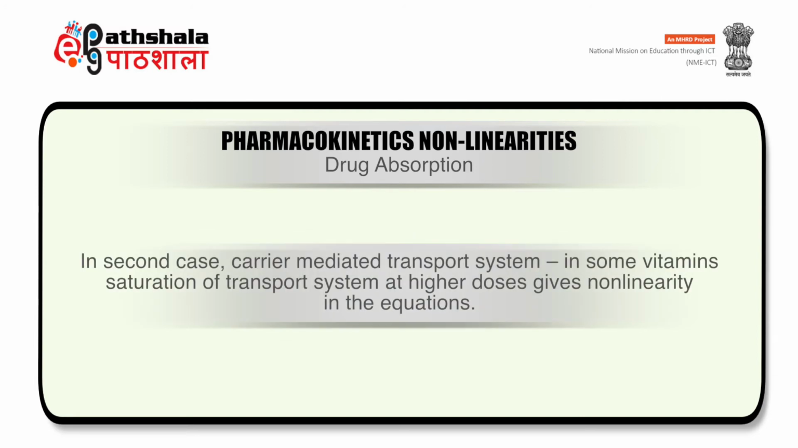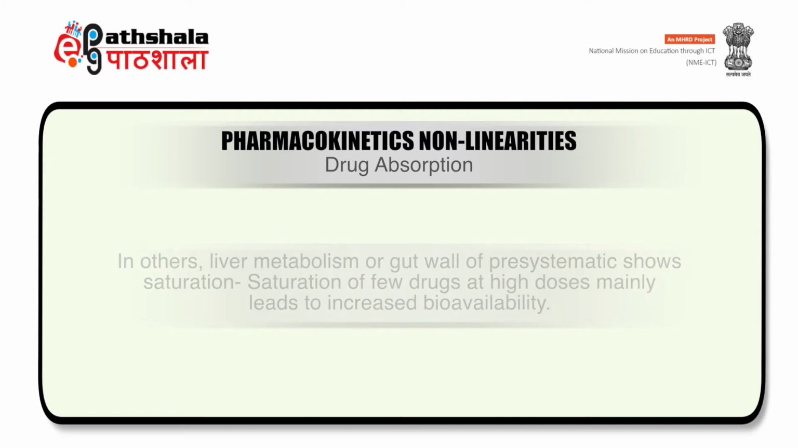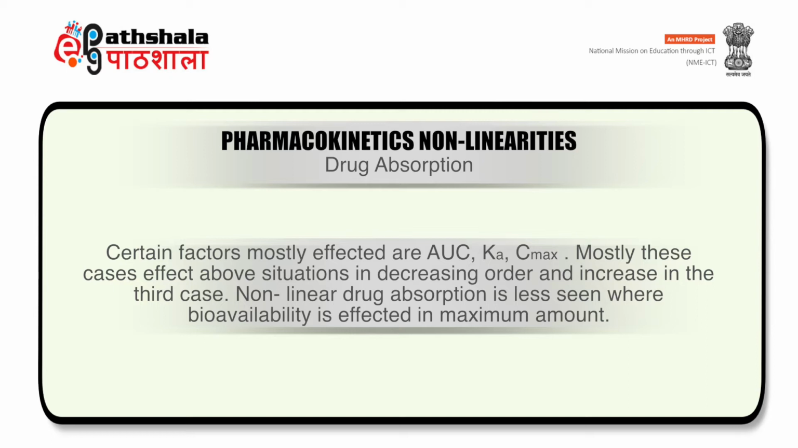In the second case, carrier-mediated transport systems: for some vitamins, saturation of the transport system at higher doses gives non-linearity. In others, liver metabolism or gut wall presystemic metabolism shows saturation, that is, saturation for a few drugs at high doses leads to increased bioavailability. Factors mostly affected are the area under the curve, AUC, Ka, the absorption rate constant, and Cmax, the maximum concentration at Tmax. Mostly the first two cases decrease these parameters and the third case increases them. Non-linear drug absorption is less commonly seen where bioavailability is affected to the maximum amount.